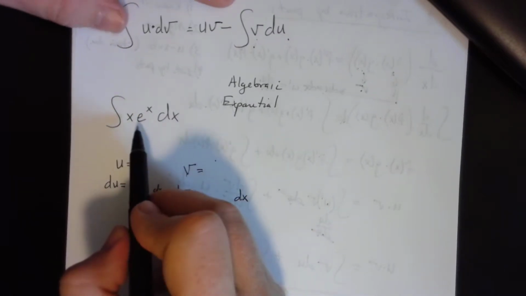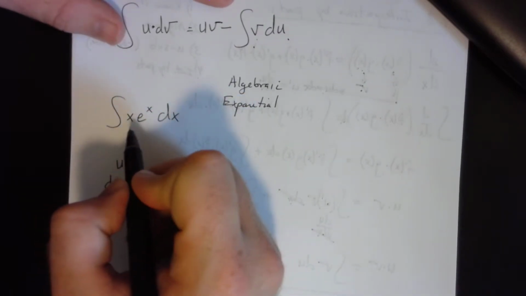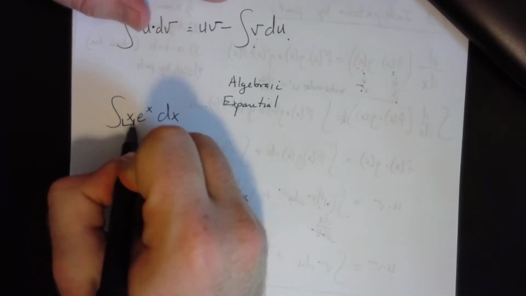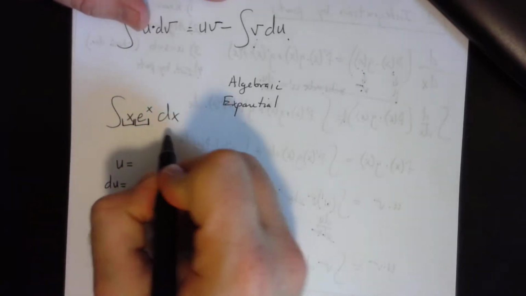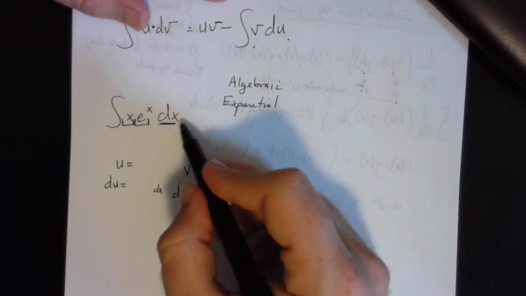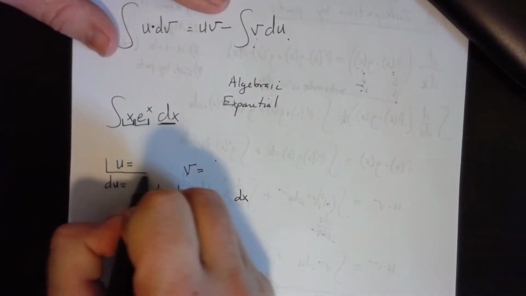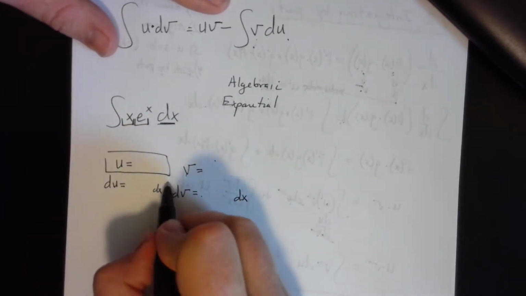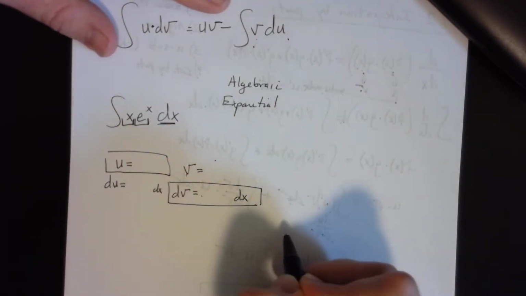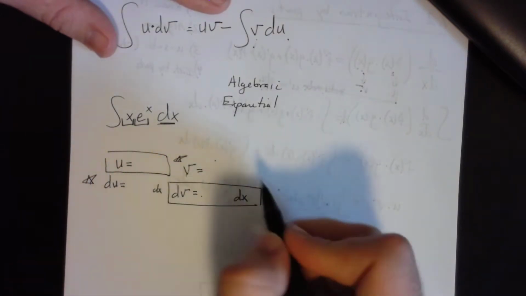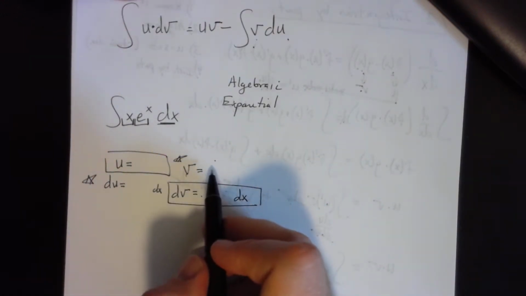Now keep in mind when I'm asking these questions, I'm trying to decide how I want to group these two functions. I'm going to have an x, I'm going to have an e to the x, and then that dx is always going to be identified as part of my dv. So these two pieces are the pieces that you're pulling from the given integral. These two pieces are the pieces that you're going to have to work towards calculus-wise.